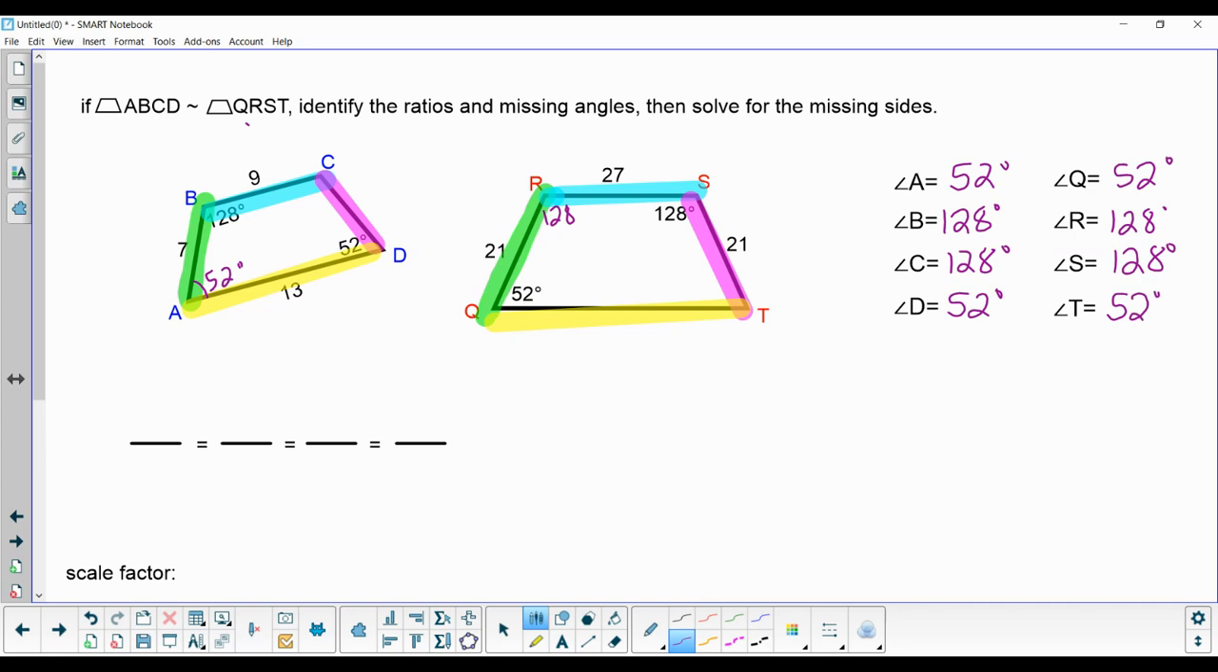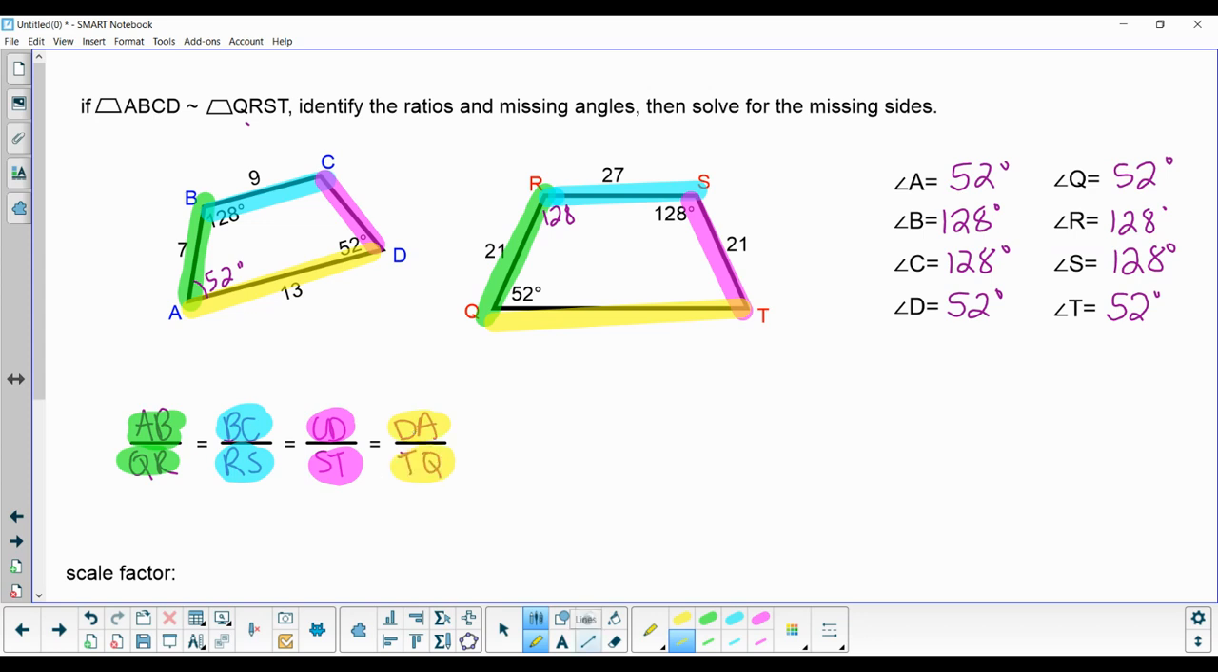If I want to, I can set up my proportions. We already had those letters written before. So AB, BC, CD, DA, and that goes with QR, RS, ST, TQ. And I'm pulling those from my similarity statement or looking at the color combinations. So my color combinations are all from my shape. So I have AB over QR, BC over RS, CD over ST, and DA over TQ.